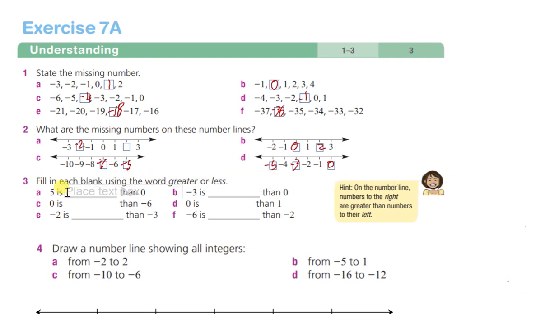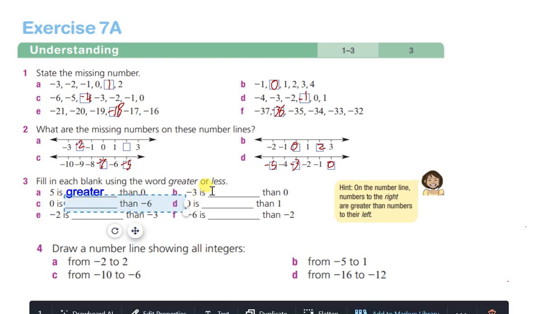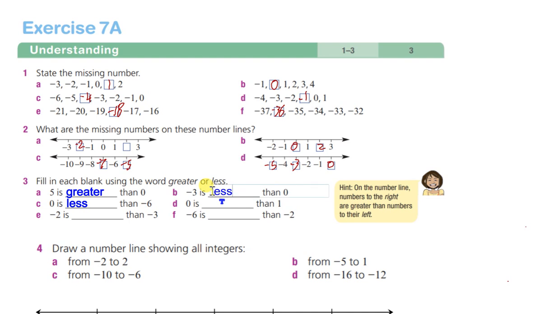Fill in each blank using the words greater than or less than. Hopefully my typing's not too big here. 5 is greater, and 0 is less than -6. -3 is less than 0. 0 is less than 1. -6 is less than -2. -2 is actually greater than -3.